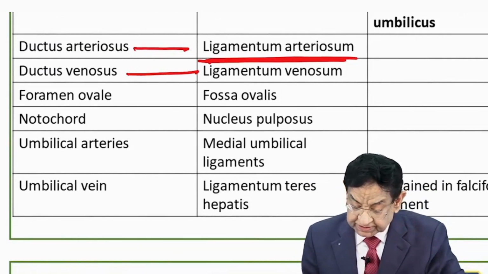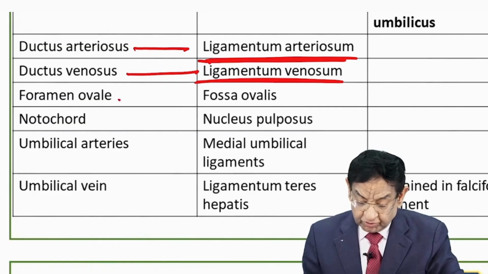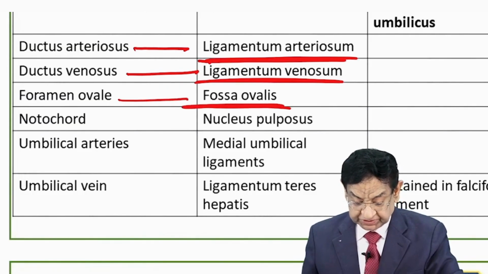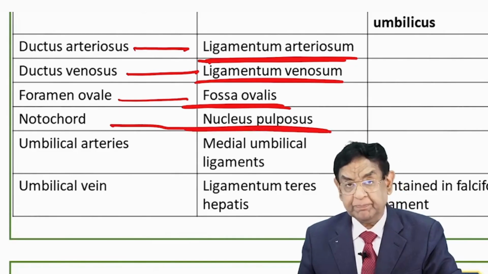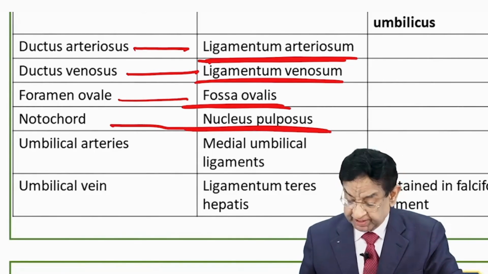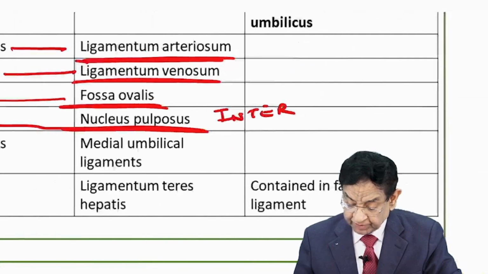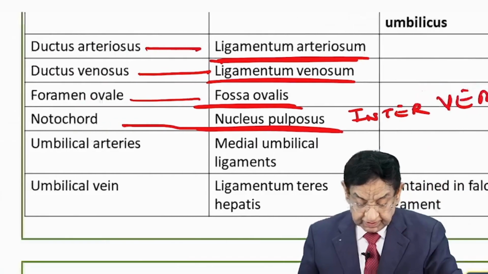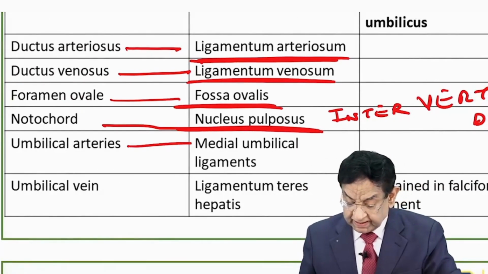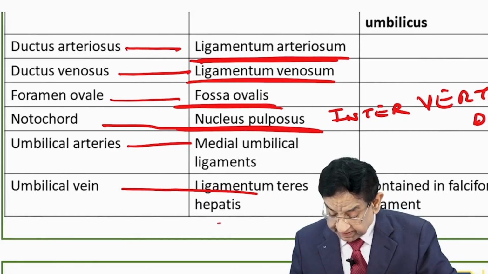Ductus venosus becomes ligamentum venosum. Foramen ovale becomes fossa ovalis. Notochord becomes nucleus pulposus in the intervertebral disc. Umbilical artery becomes medial umbilical ligament, and umbilical vein becomes ligamentum teres hepatis.